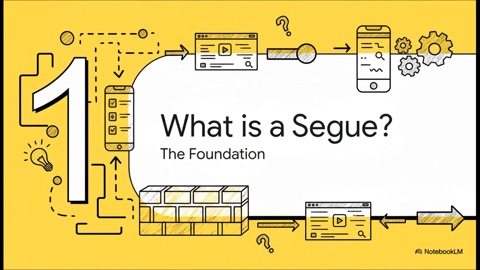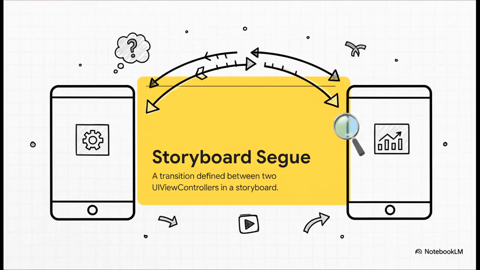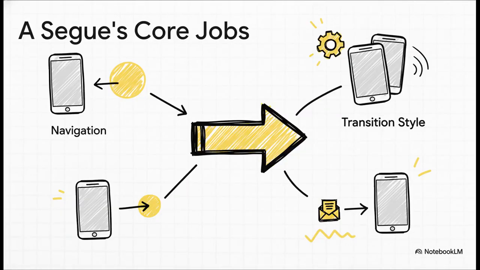What exactly is a storyboard segue? At its heart, a segue is basically a bridge. It's a visual connection you draw right inside your storyboard that links one screen, a UI view controller, to another. It's like the literal blueprint for how a user is going to move through your app. But here's the deal. A segue isn't just a simple line on a storyboard. It's actually a bit of a workhorse with three main jobs.